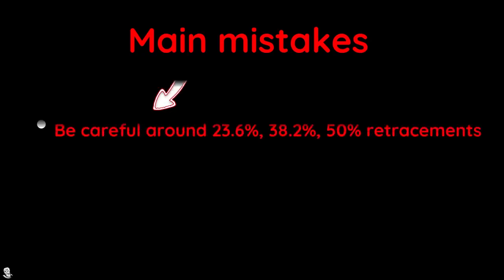So lastly, let's take a look at the main mistakes that you should avoid when drawing Fibonacci retracements. So first one, be very careful around the 23.6, 38.2 and the 50% retracements. This doesn't mean that you cannot take the trades from this level, but you will have a much higher percentage chance of winning the trade if you will stick to the 61.8 or the 78.6 deeper retracements.